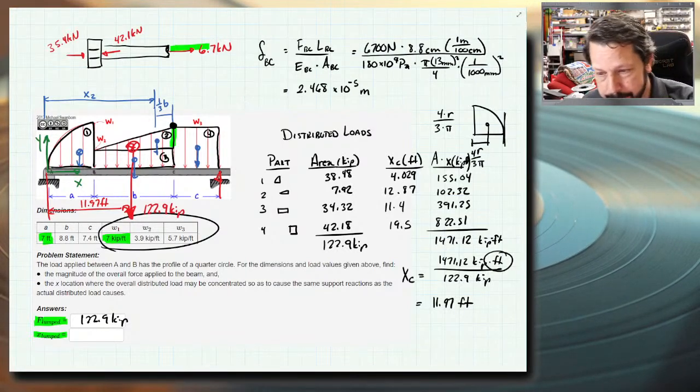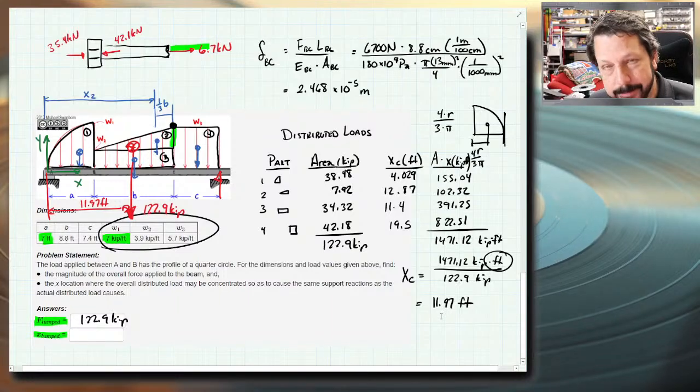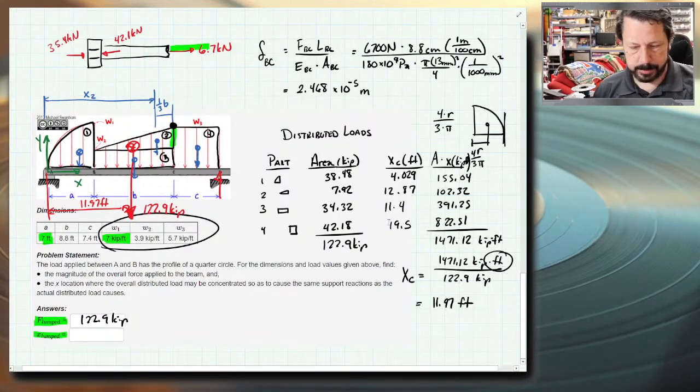Let's see if we're even right. Dogs are barking at something. 11.97. That's what we got. So we're good on that one.